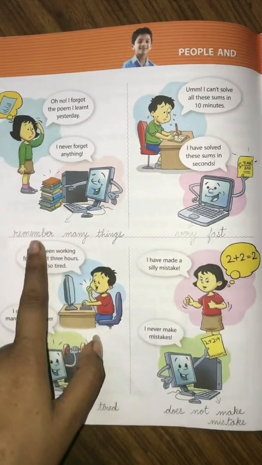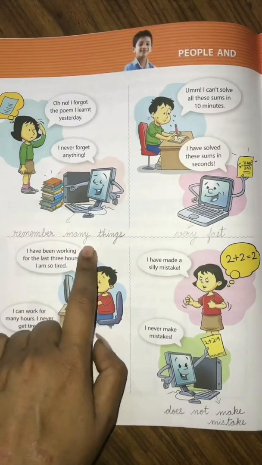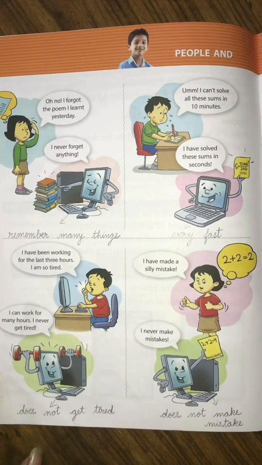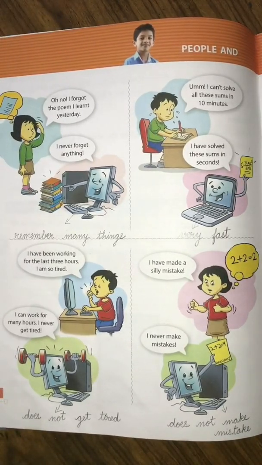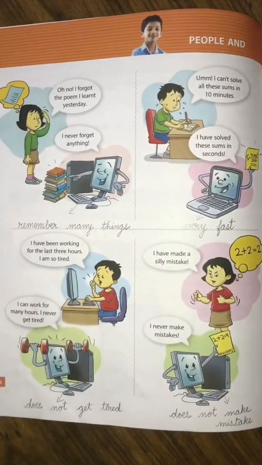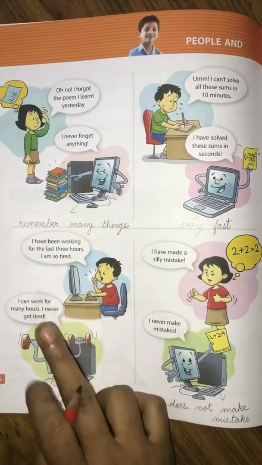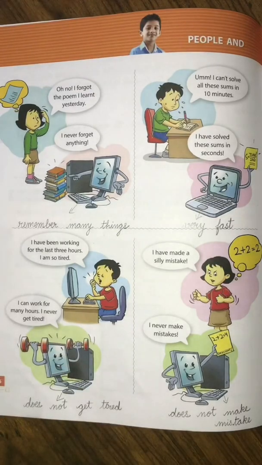In simple language, computer remembers many things. Second, I can't solve all these sums in 10 minutes. But now the computer is saying, I have solved these sums in seconds. It means computer is very fast. I have been working for the last 3 hours, I am so tired. The computer is saying, I can work for many hours, I never get tired. In simple language, computer does not get tired.